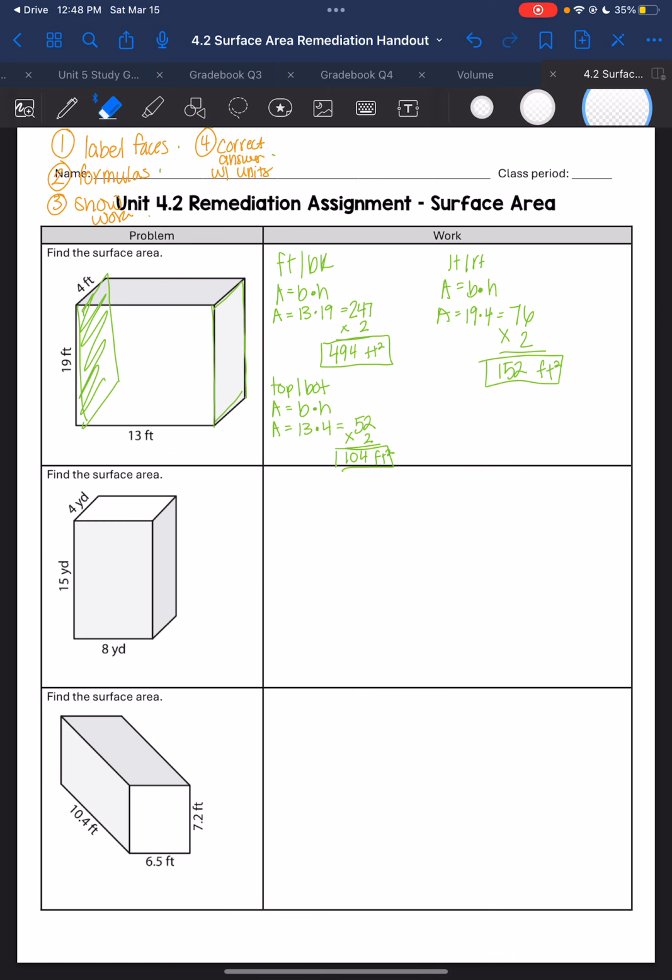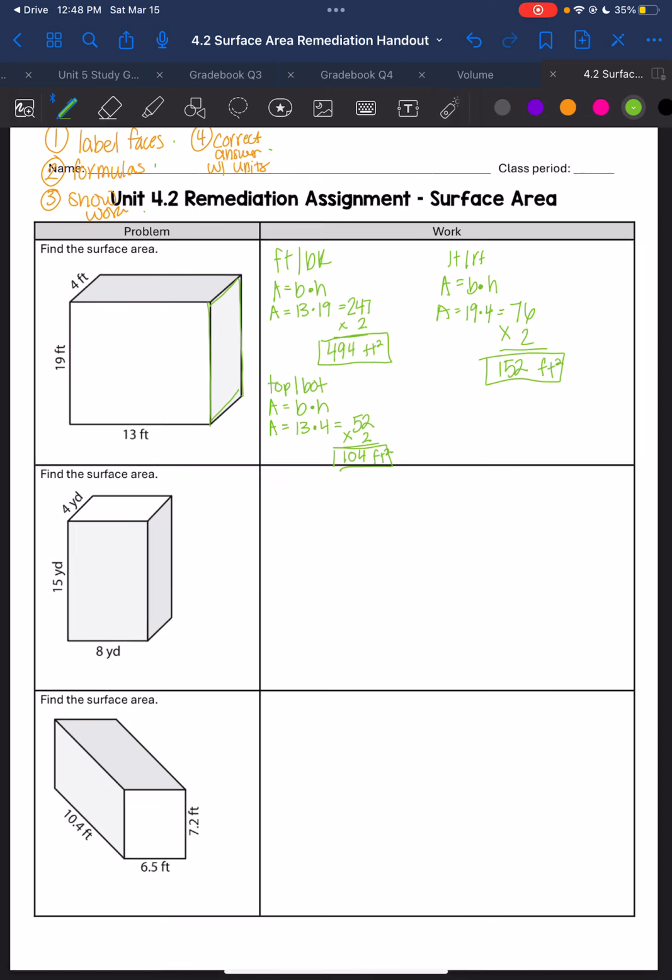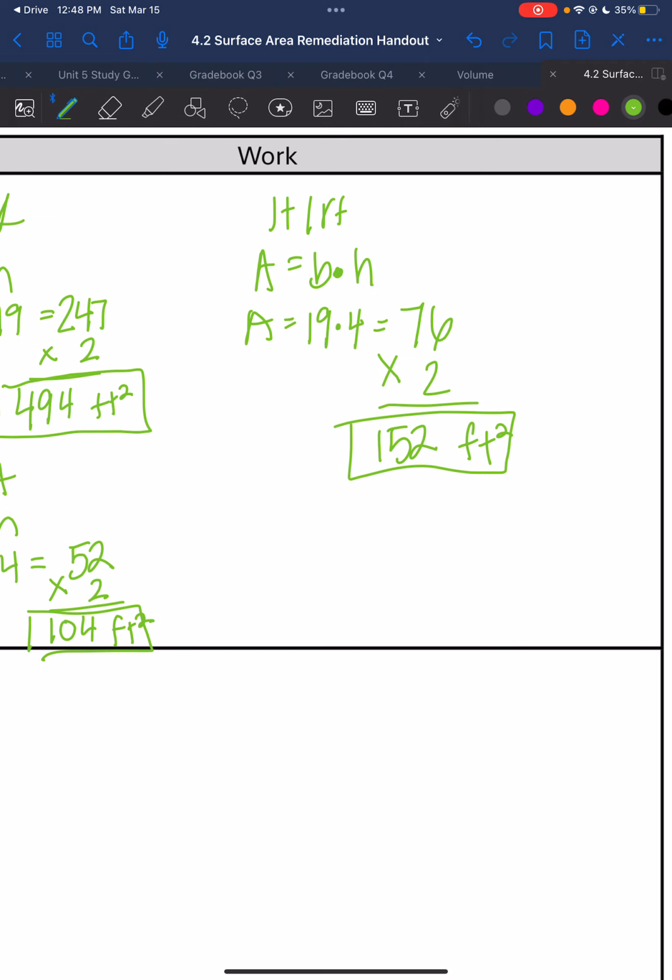Okay, so now I have all of the sides of my shape. To get the total surface area, all I have to do is add all of these up. So 494 plus 104 plus 152 is 750 feet squared.